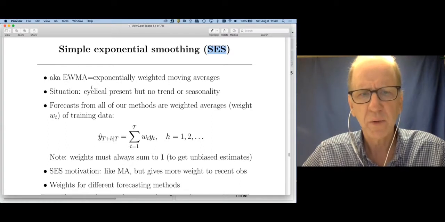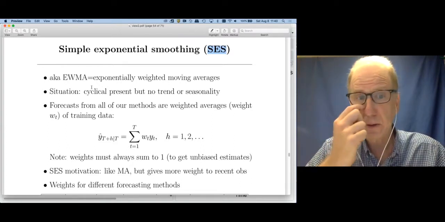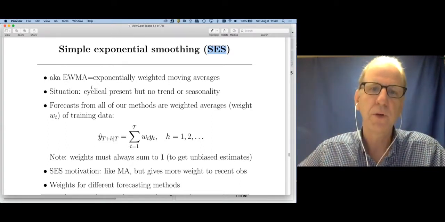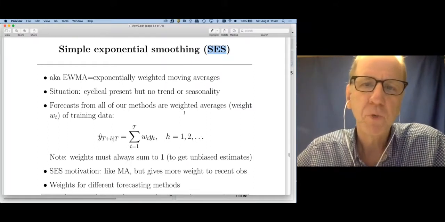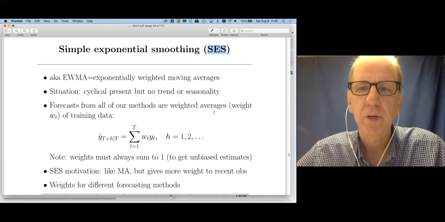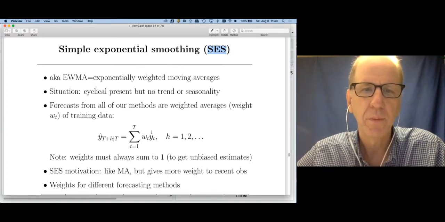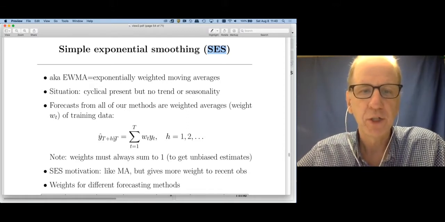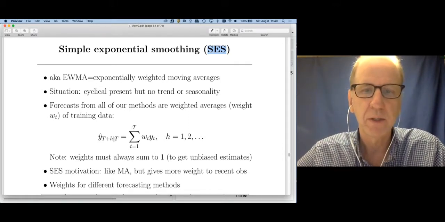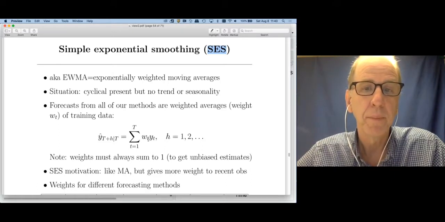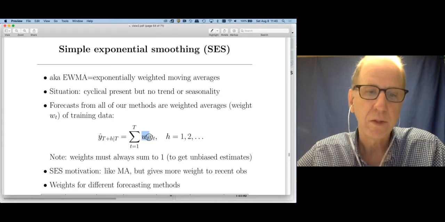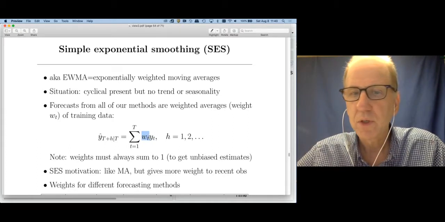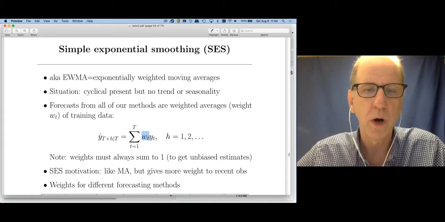So one thing that I want to note is that all of our forecasting methods so far, we can think of them as weighted averages. Okay, so what do I mean by that? Well, our forecast, some number of periods in the future, given all the information I have as of time big T, is just going to be the sum of all my previous values with some weights. And these weights are going to have to sum to 1.